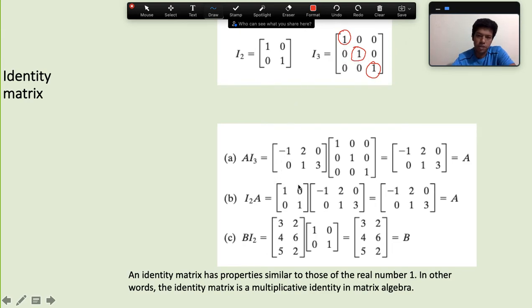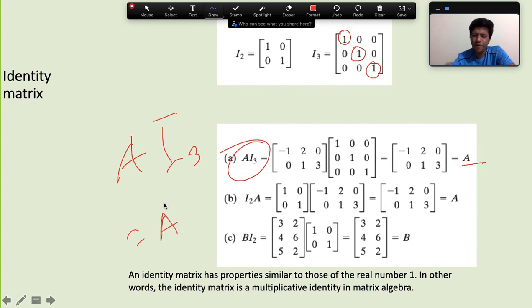Why is it important here? Because the rule is if you multiply a matrix with an identity matrix, then the answer is always the same. Like if you start with A, then you multiply with an identity matrix, suppose in this case I3. I3 means 3 by 3. I2 means 2 by 2 identity. Then you will get the same thing.